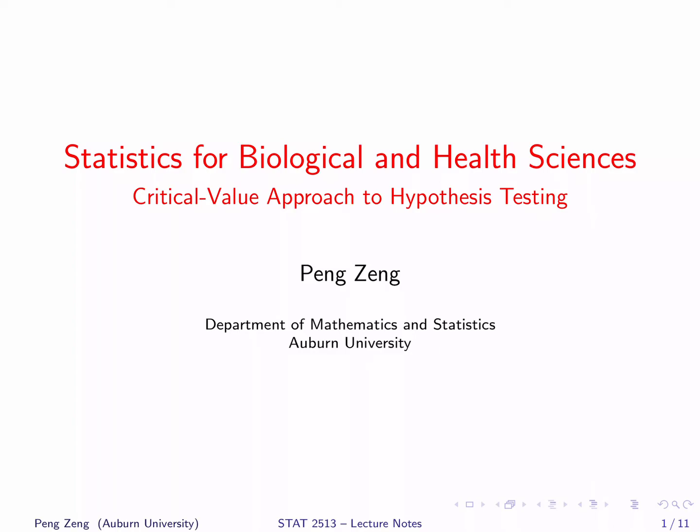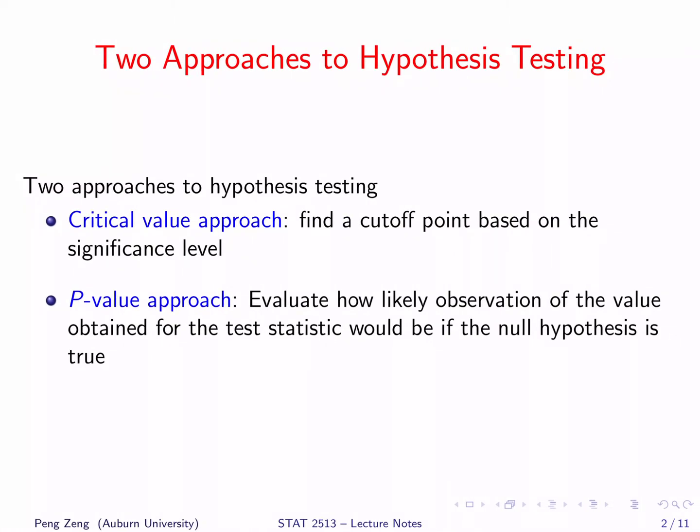This lecture discusses the critical value approach to hypothesis testing. There are two different approaches to hypothesis testing. The first one is called the critical value approach. In order to draw a conclusion about a hypothesis testing problem, we find a cutoff point based on the significance level. Whether rejecting H0 or not depends on whether your statistic is larger than or smaller than this cutoff point.